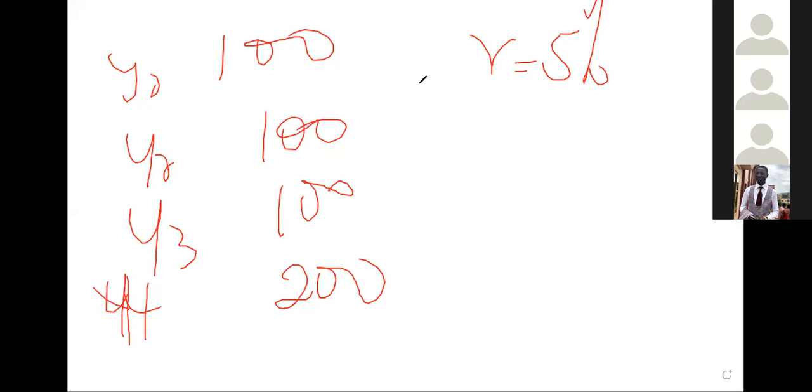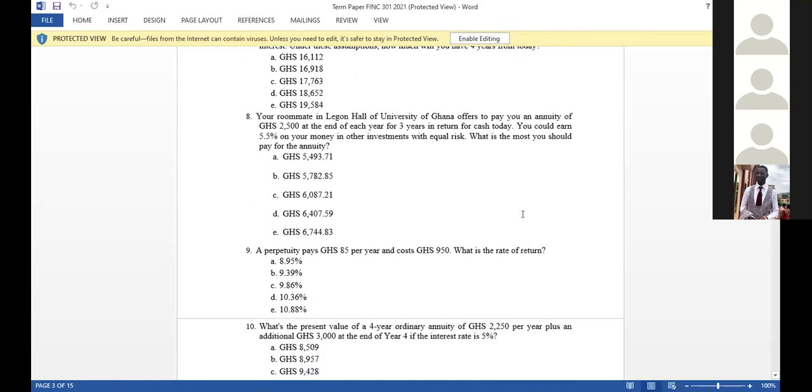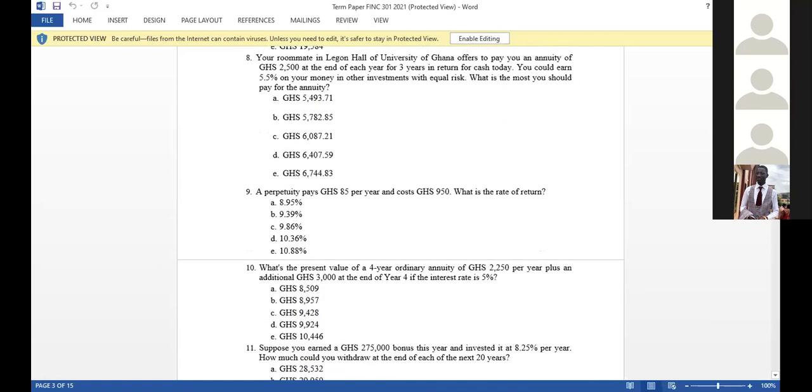Please, does anybody have a challenge with us? Just let me know so that I explain to you. You know that the first three hundreds, 100, 100, 100, is a series of payments, and so it means it's an annuity. So we can use an annuity formula for the first 3 years. But the 200 is in year four, and it's not part of the annuity. So we have to do that one separately and then add. Is everybody clear with that?